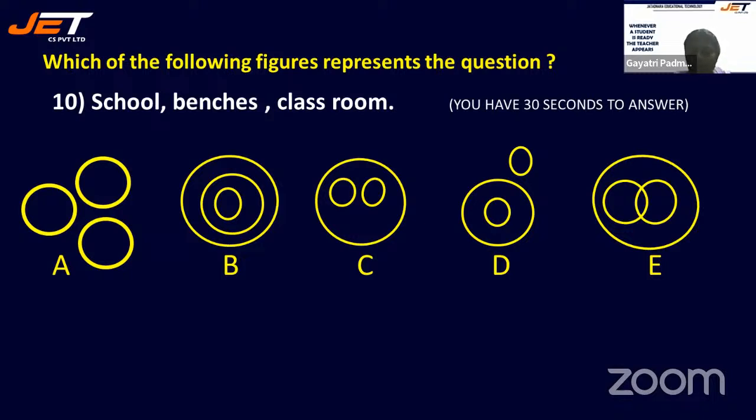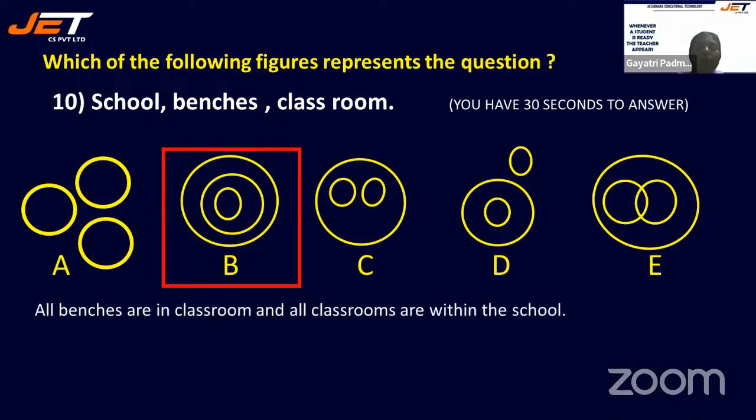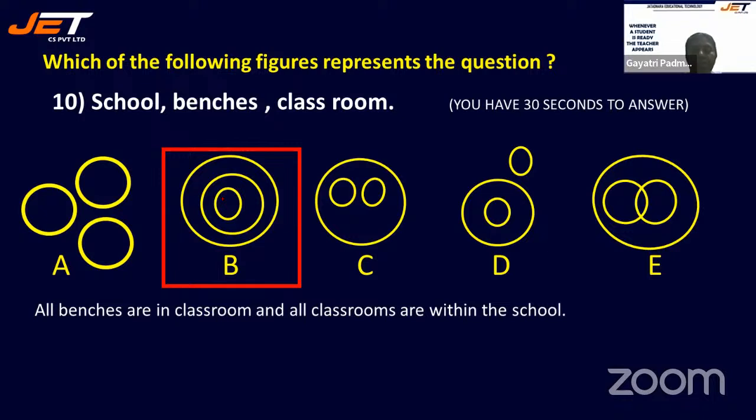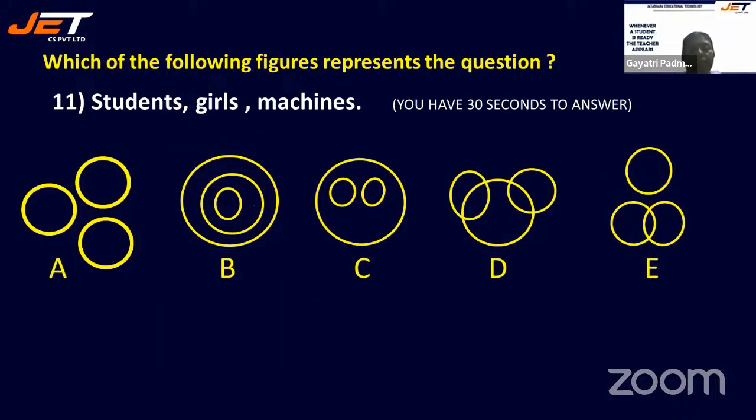Let's see. The answer is B because all benches are in classroom and all classrooms are within the school, right? So these are benches. So benches you will find inside the classroom. Classroom you can find only inside the school, right? So that is why option B is the correct one. All right, now see the next one.